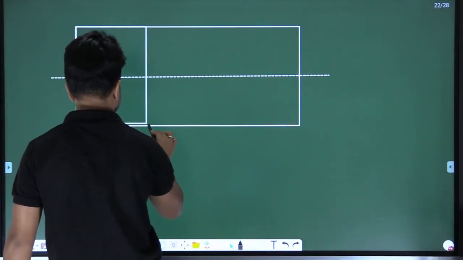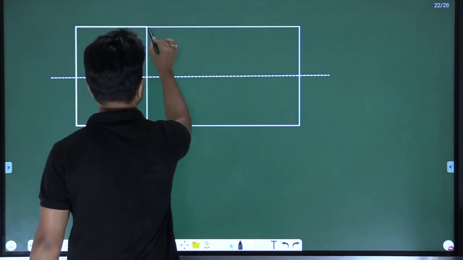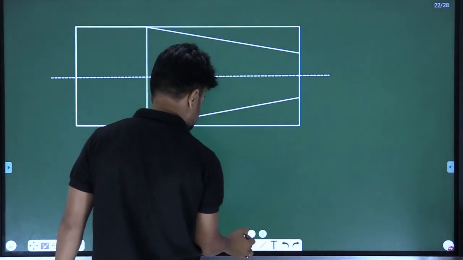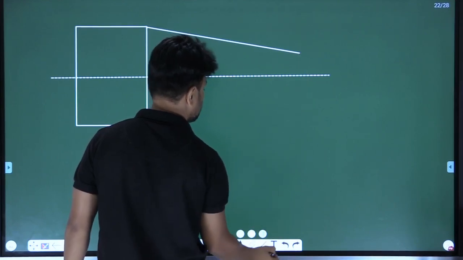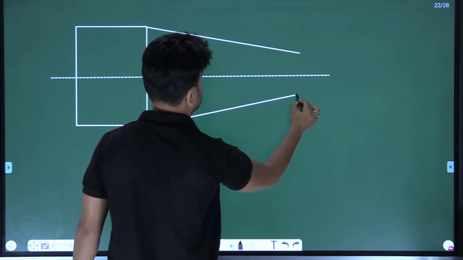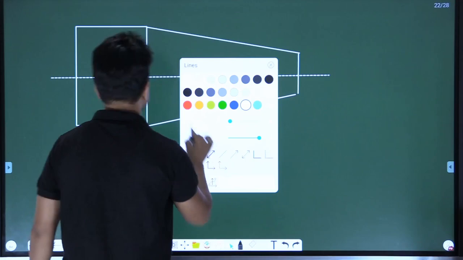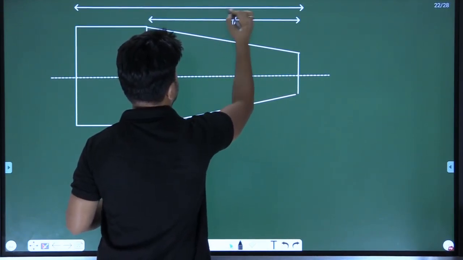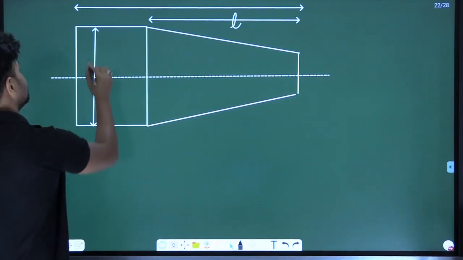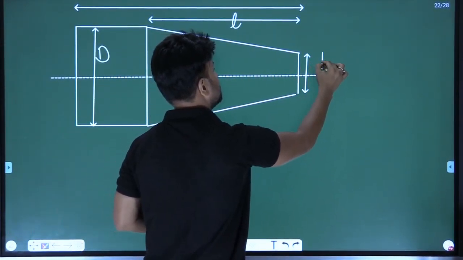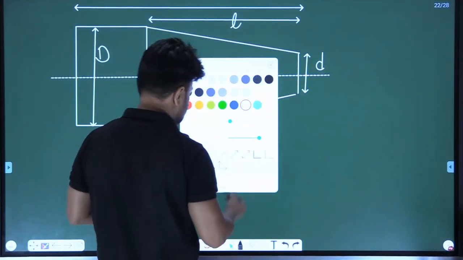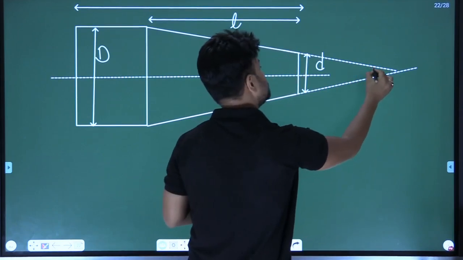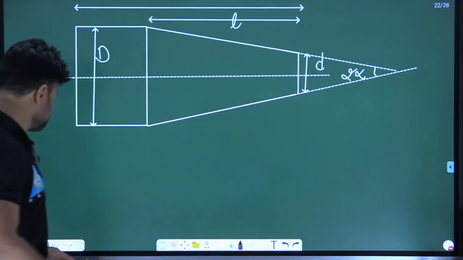Suppose during the turning process, out of the total length, I have to make a taper surface only in this length. Let's say it is a small l. This is a capital D, and let's say this is a small d. My dear, this is a taper surface. If you extend an imaginary line like this, this is 2 alpha.